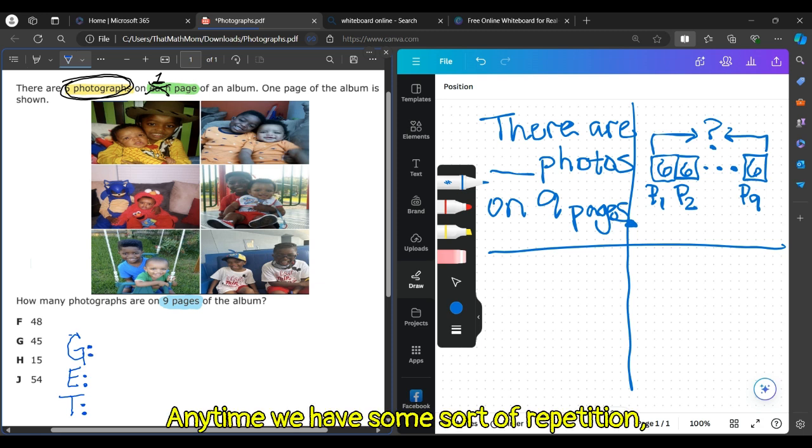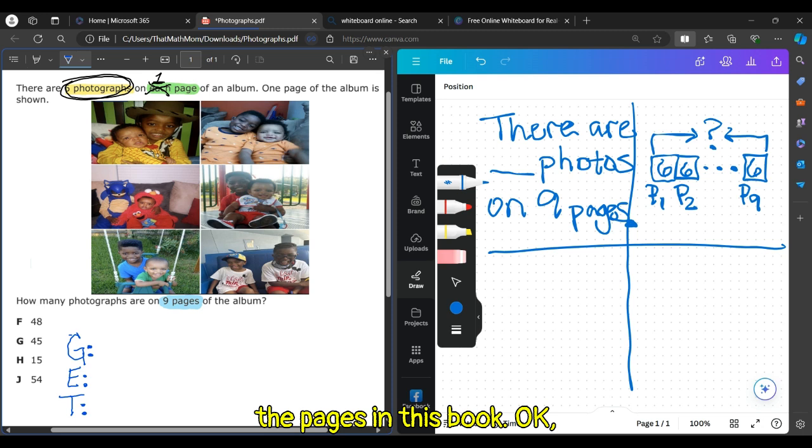Okay, anytime we have some sort of repetition, we need these letters to figure out which one it is. Now, if you haven't by now, you should have this narrowed down to either division or multiplication, because both of those operations, both of those moves have something to do with groups. And as we can see from the model that we created, there are groups in this problem. The groups are represented by the pages in this book.